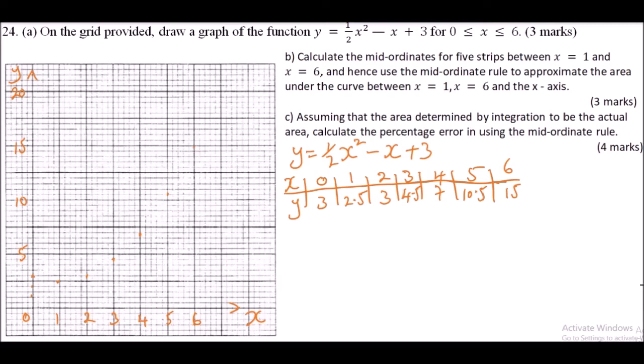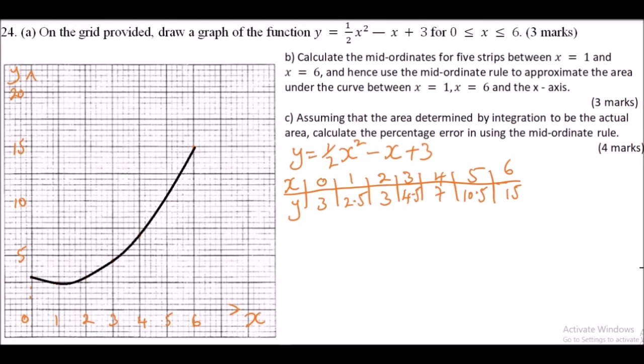So these are the points that are going to guide us to plot the curve of the function y is equal to a half x squared minus x plus 3. So using your free hand, you join these points and you come up with the graph.